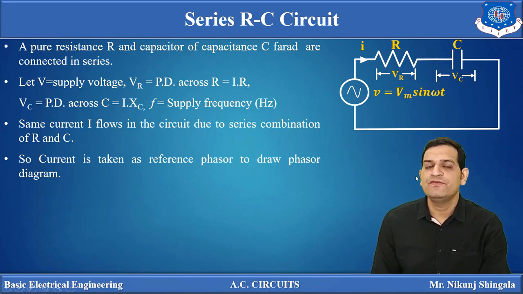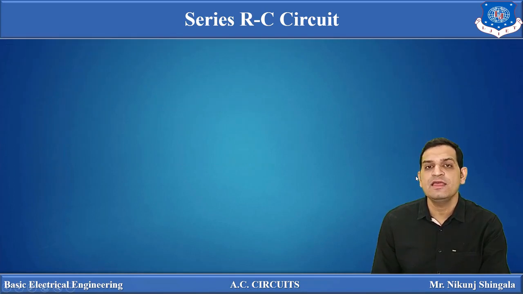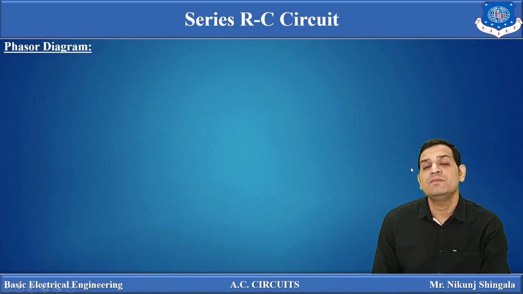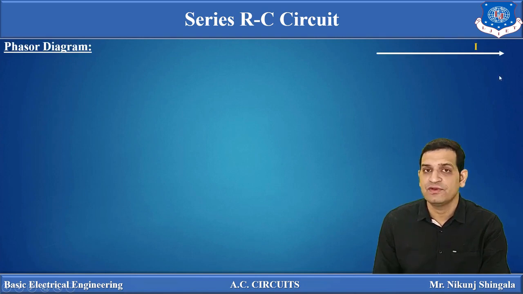Now moving towards the phasor diagram of the series RC circuit. As the circuit consists of two elements, there will be three quantities: current, VR and VC. So we need to take one quantity as a reference. Now current is common for both resistor and capacitor, so current will be taken as the reference line, the reference phasor.